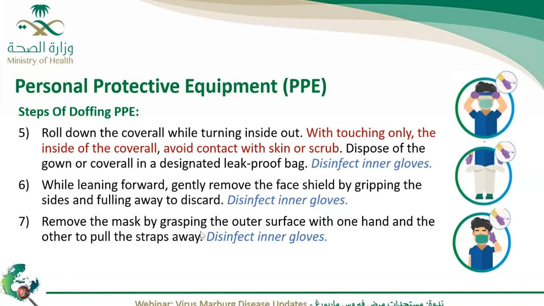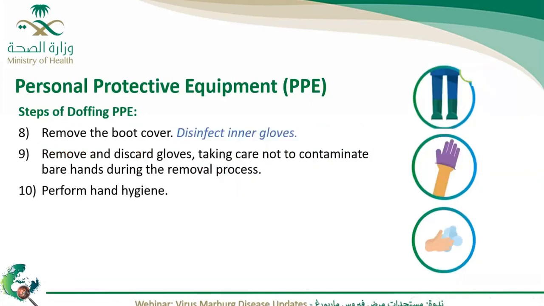Number six, when you are leaning forward, you need to gently remove the face shield by gripping the sides and pulling it fully away to discard. Again, you need to disinfect the inner gloves. Seven, you need to remove your mask and you need to disinfect the inner gloves. And number eight, you need to remove the boot cover, and again, you need to disinfect the inner gloves.